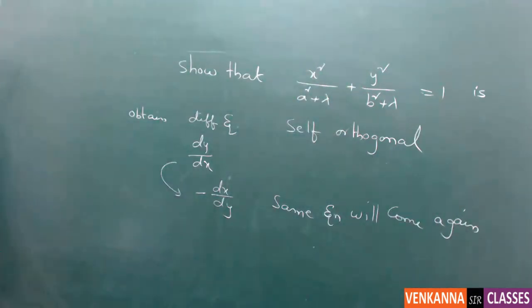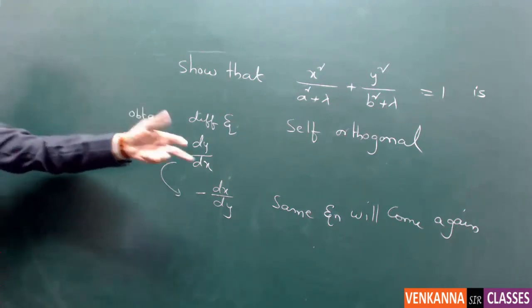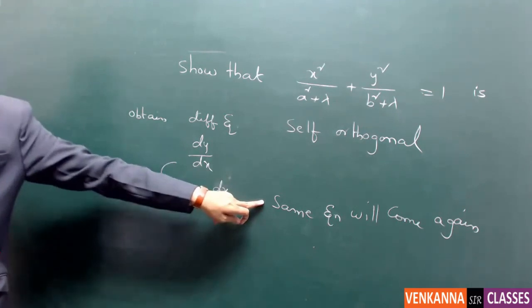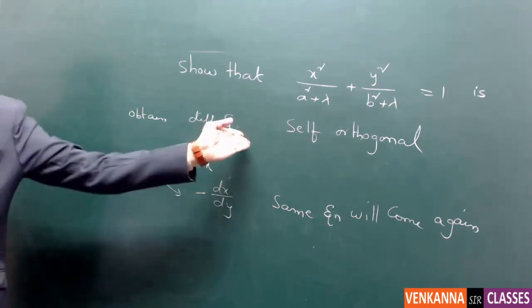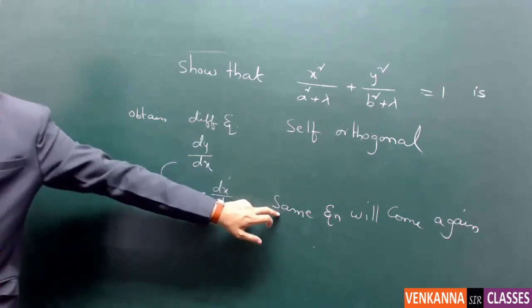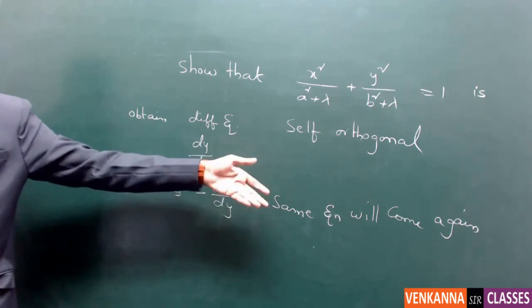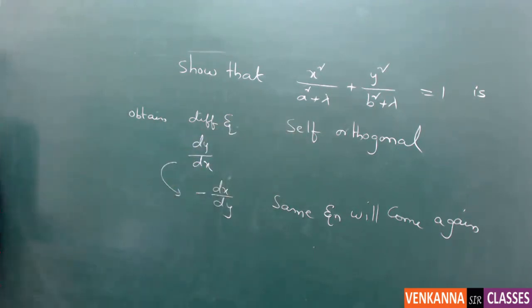So after replacing the differential, the previous differential equation will come again. Whenever the same differential equation appears on replacement, what does it mean? Whatever the equation here will automatically be the solution of this differential equation. So the system itself is self-orthogonal. So in this way, we prove that it is self-orthogonal. Is the methodology clear?